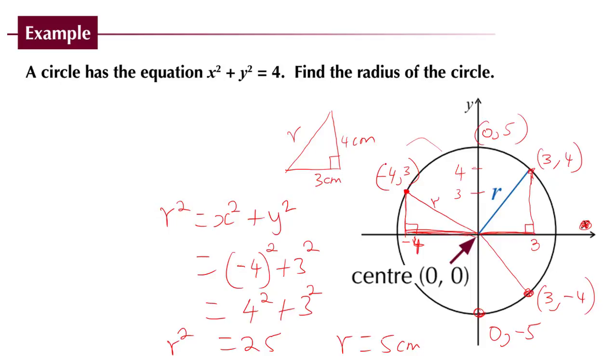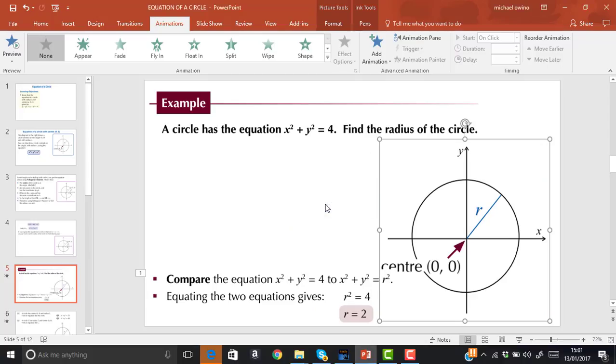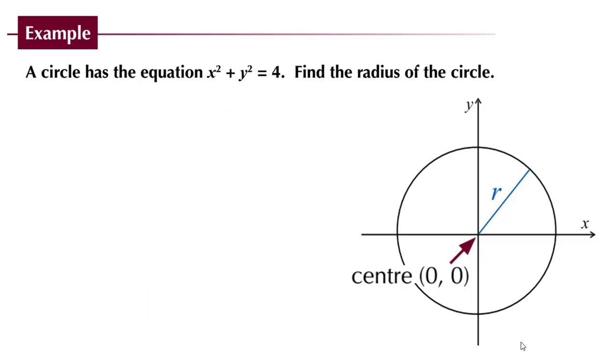Okay, so now let's go over this question that they've just given us. Let's take this one off and just do this. They said a circle has the equation x squared plus y squared equals 4. Find the radius of the circle. This time they've not given us what the radius is. They want us to find it.